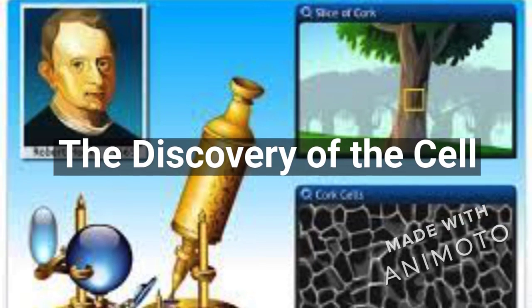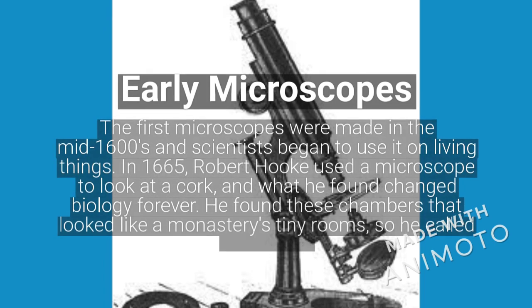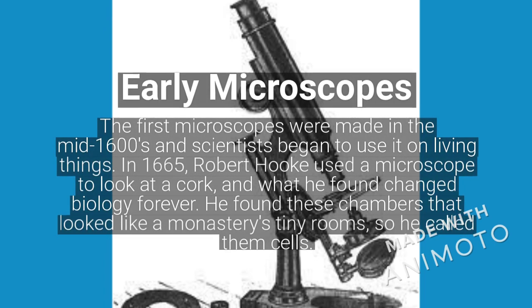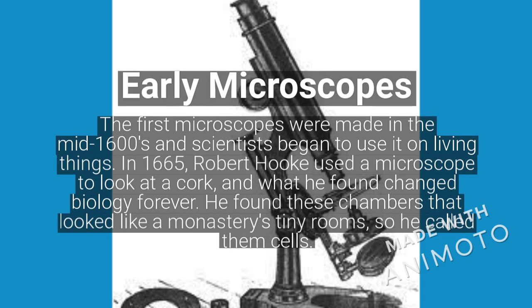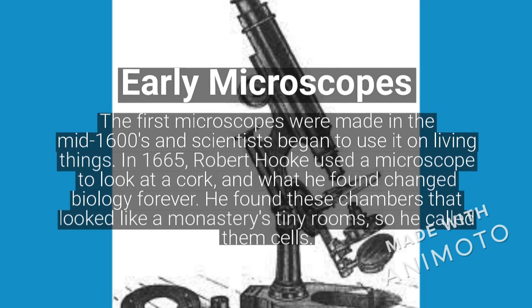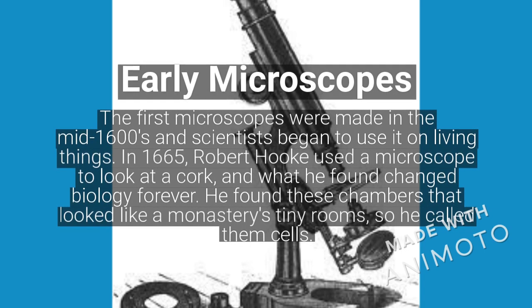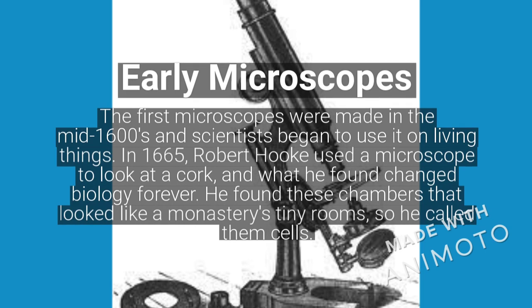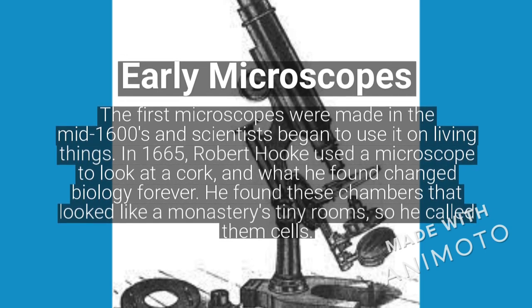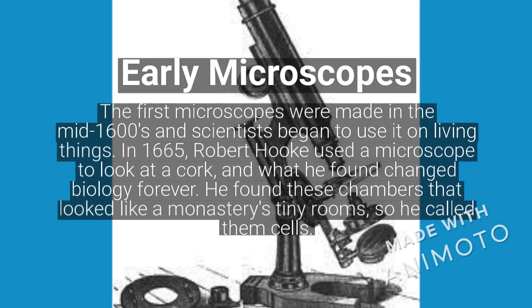The discovery of the cell. Early microscopes. The first microscopes were made in the mid-1600s, and scientists began to use them on living things. In 1665, Robert Hooke used a microscope to look at a cork, and what he found changed biology forever. He found these chambers that looked like a monastery's tiny rooms, so he called them cells.